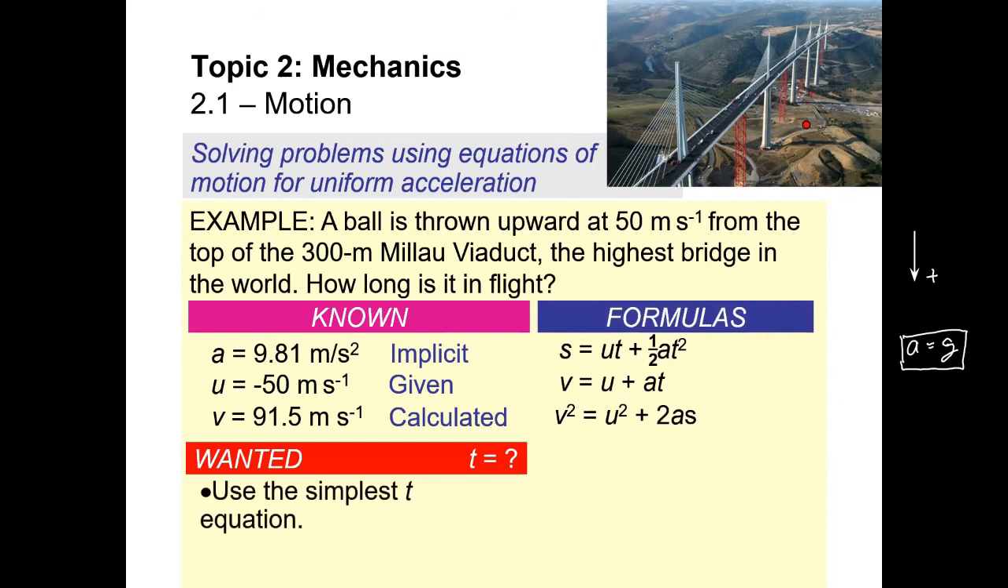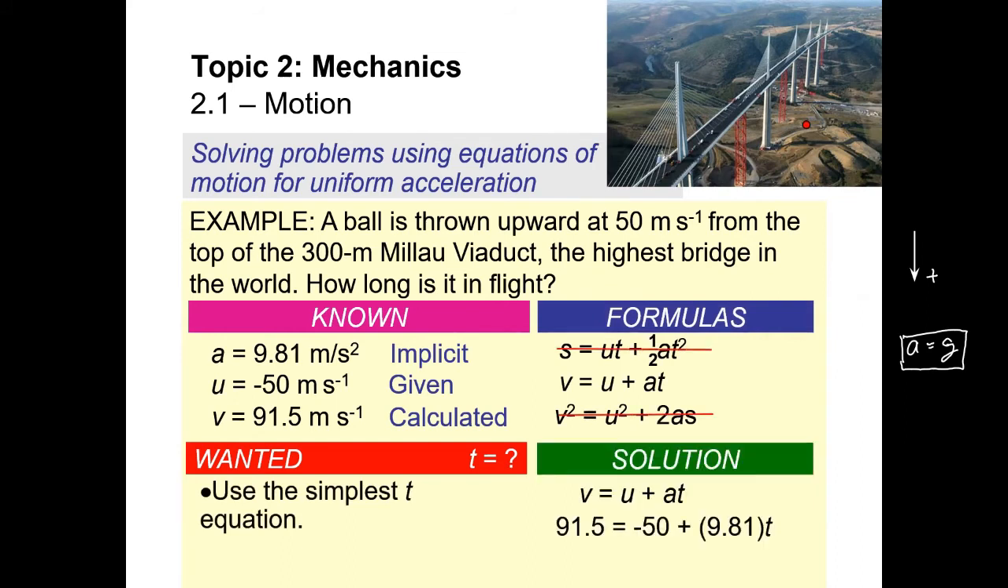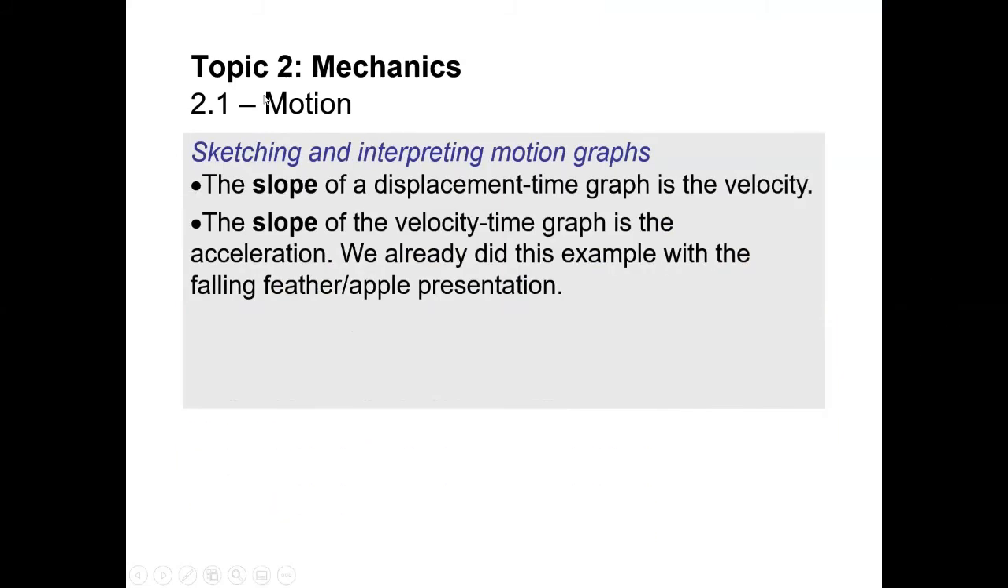Formulas. Use the simplest t equation. Final velocity, 91.5, equals initial velocity, minus 50, plus acceleration due to gravity, 9.81, times t. t equals 14.4 seconds. The slope of a displacement time graph is velocity. The slope of a velocity time graph is acceleration.